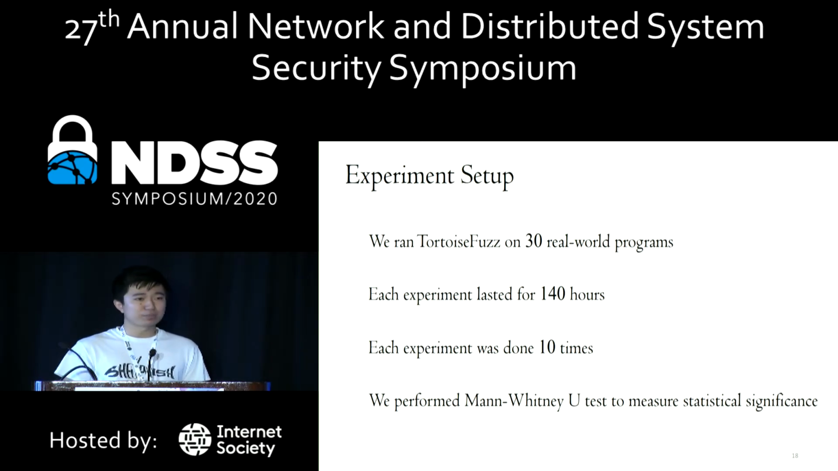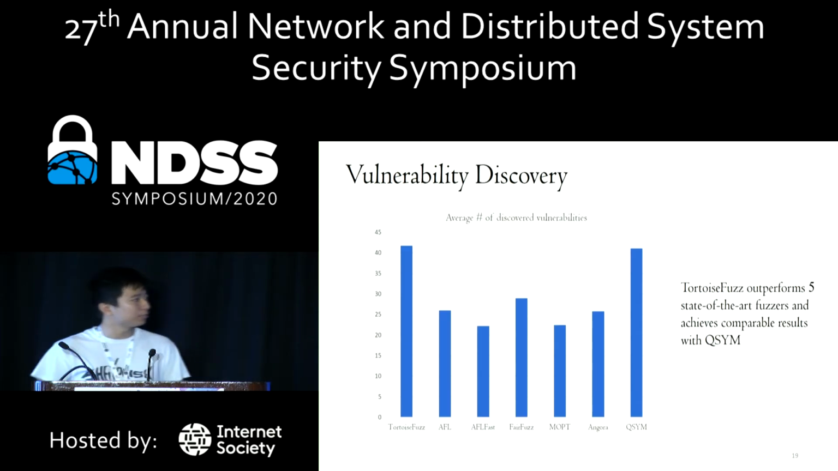And to rule out the possibility that we were just being lucky and got a very good result, we ran each experiment 10 times. And we also used some statistical tools to justify our claim. So let's see the result. As you can see, TortoiseFuzz can outperform 5 out of 6 state-of-the-art fuzzers and achieves similar, comparable results with QSYM, which is a state-of-the-art hybrid fuzzer.